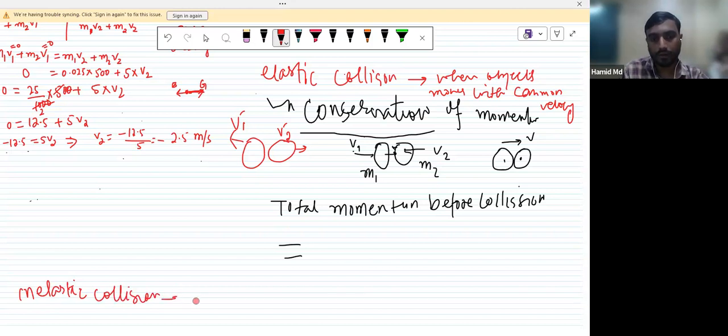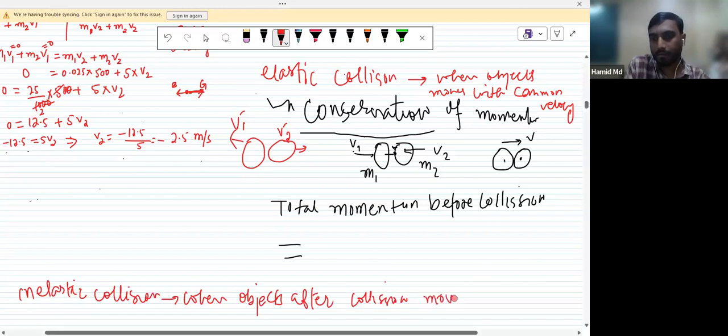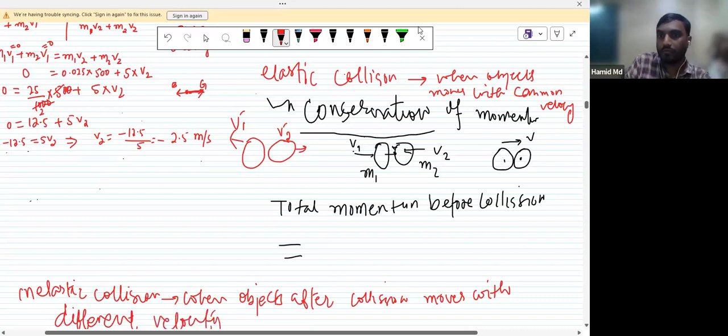Means when objects after collision move with different velocity, right? Here we have to again add when objects after collision. So the concept is clear?